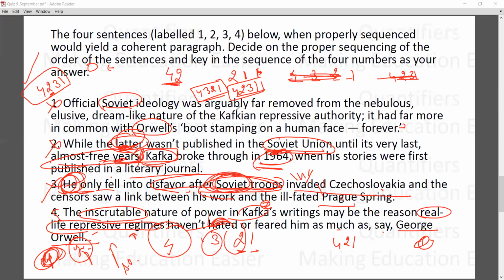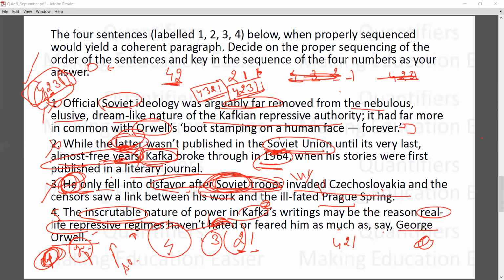Official Soviet ideology was arguably far removed from the nebulous, elusive, dreamlike nature of the Kafkaesque repressive authorities. It has far more in common with Orwell's boot stamping on a human face forever. So this serves as a concluding sentence. Why is it a concluding sentence? Because it is a restatement of option number 4. Option number 4 is also saying that because of the mysterious writing of Kafka, he was not hated or feared, and it tells us that official Soviet ideology was far removed from the nebulous, elusive, dreamlike nature of the Kafkaesque repressive authorities, and has more to do with George Orwell.